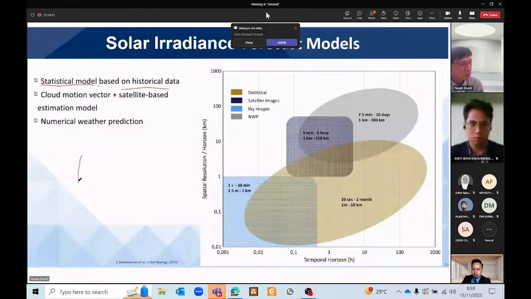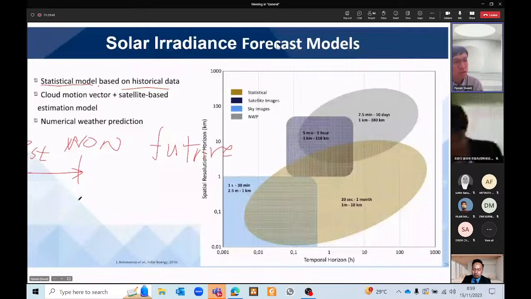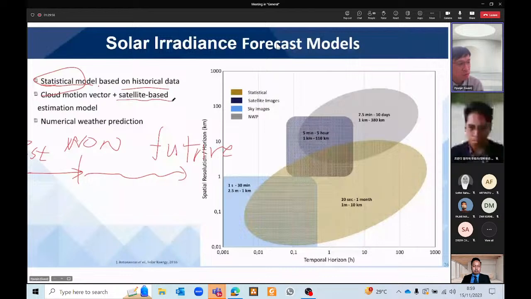This is the past. This is the future. Based on the data from the past until now, you can estimate the future forecast using a statistical model. That's one way. The other one, as I mentioned, is that satellite-based imaging can be used. Here, we can combine it with cloud motion. We say cloud motion vector. Then we can estimate the cloud distribution in the future.